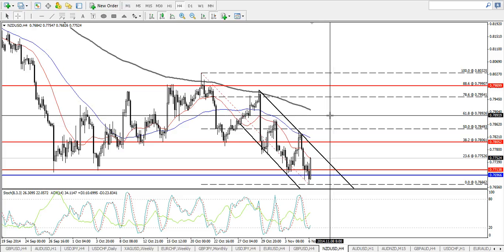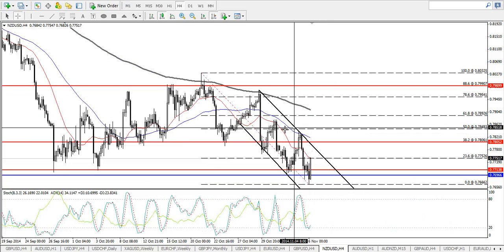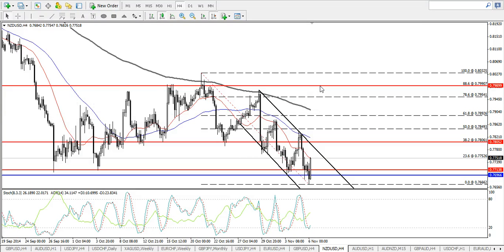Alright, and if price were to appreciate even further, then the key level would be at the retracement level of 61.8%, price of 0.7892, which will also at the same time coincide with the 200 moving average, right? So that will give a very strong resistance if it were to reach this level. So that's for the Kiwi against the US dollar.